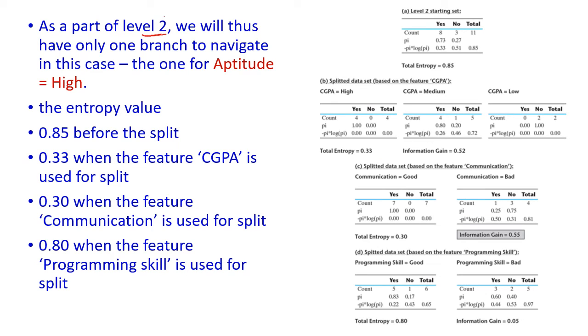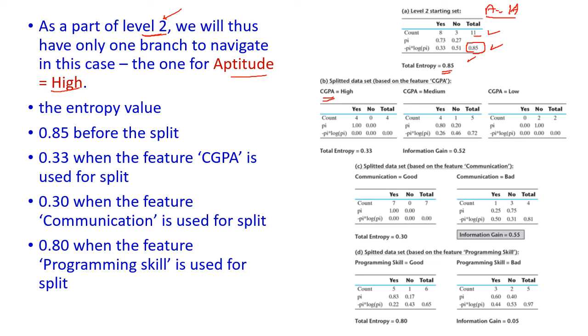In level 2 of decision tree development, we need to consider only aptitude equal to high. So this is aptitude equal to high. The total number of records is 11 and the entropy is 0.85. We have already computed this in our previous table itself. For aptitude equal to high, the entropy value is 0.85. Now let us try to compute the entropy for the CGPA.